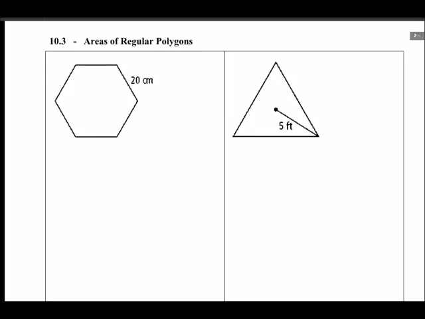Areas of regular polygons. Now we know that the area of any polygon is 1/2 AP, or 1/2 A, and then P is just the number of sides times the side length. That's our perimeter right there. NS is perimeter. So how do we start any one of these problems? N equals, S equals, A equals. And then find our center.